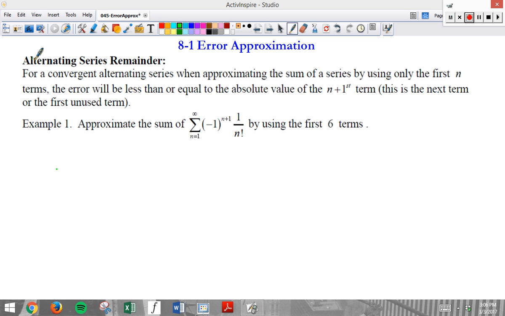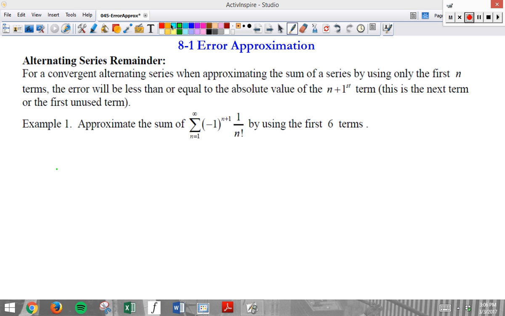So, for a convergent alternating series, when we're approximating the sum of the series by only using the first n terms, the error will be less than or equal to the absolute value of the n plus first term. This is the next term, or the first unused term. That paragraph is the only thing you really have to understand, but it's incredibly confusing at first read.